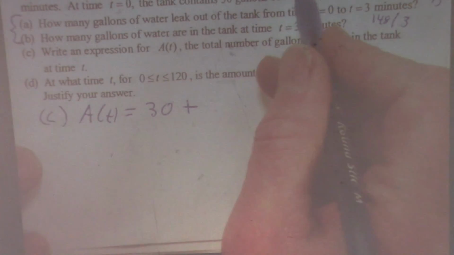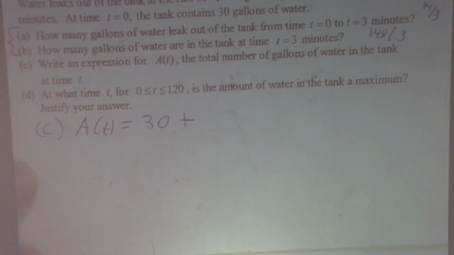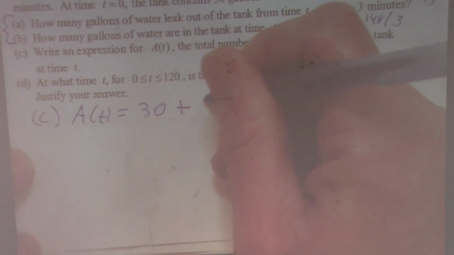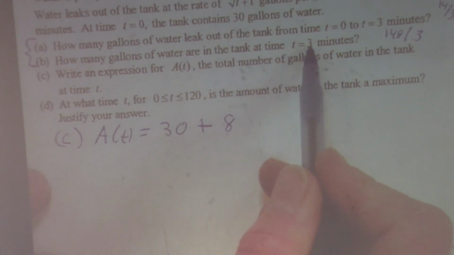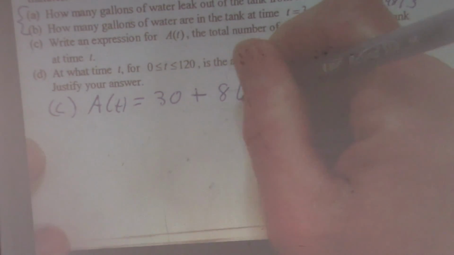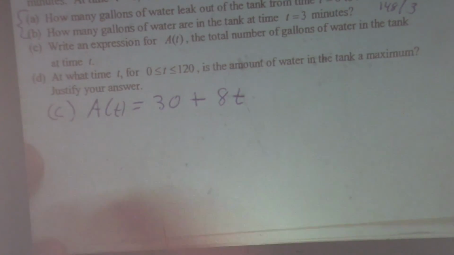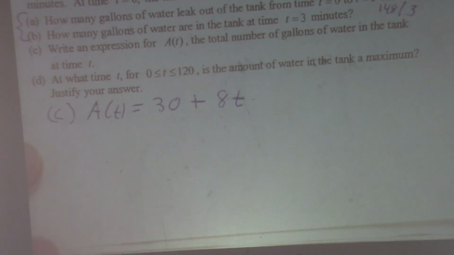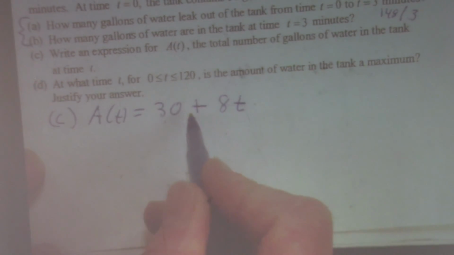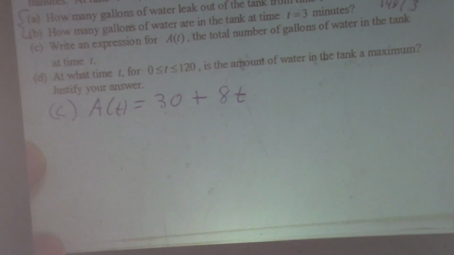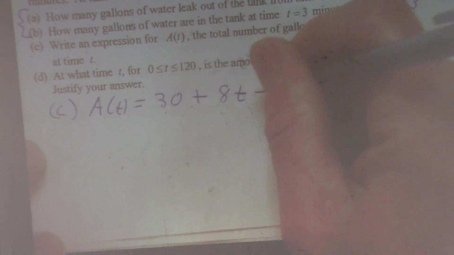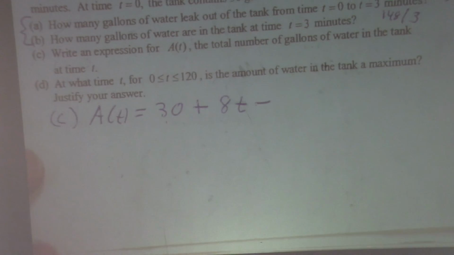Well, water is going into the tank at a rate of 8 gallons per minute. So that will be plus 8 times, but unlike part B where you should have done 8 times 3, we're writing an expression that can be used for any time. So we want to say plus 8t. That way, if it was for 5 minutes, we would say 8 times 5 and so on. So the initial amount plus the amount that has gone in, and that is 8 times t, and now we need to subtract away the amount that has left.